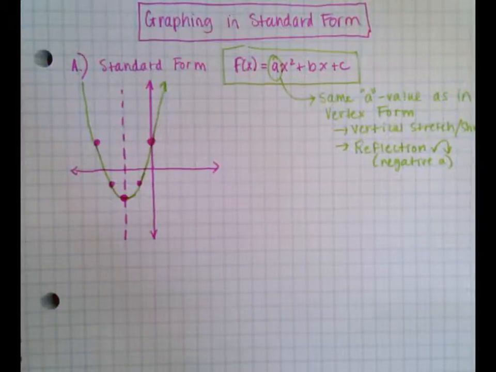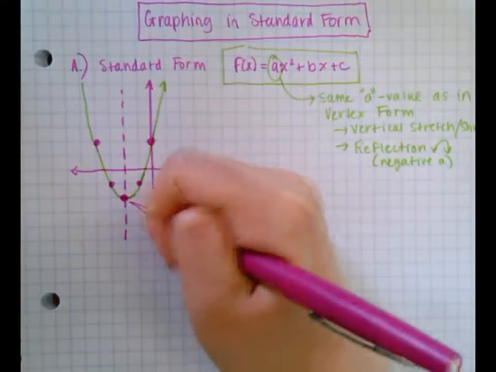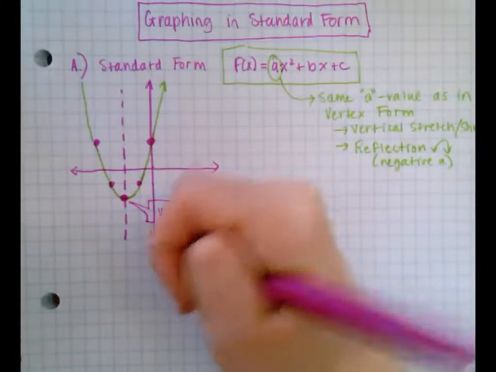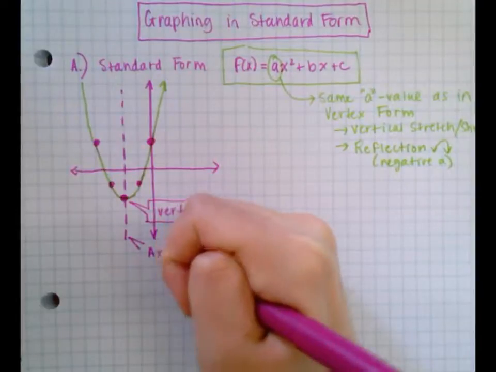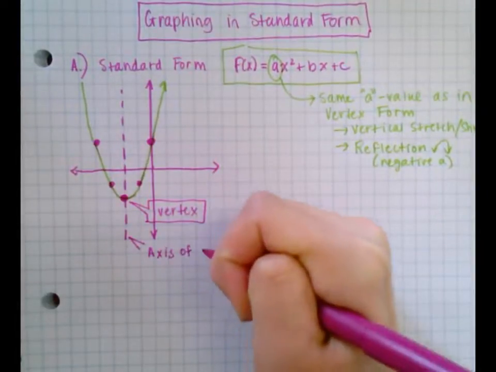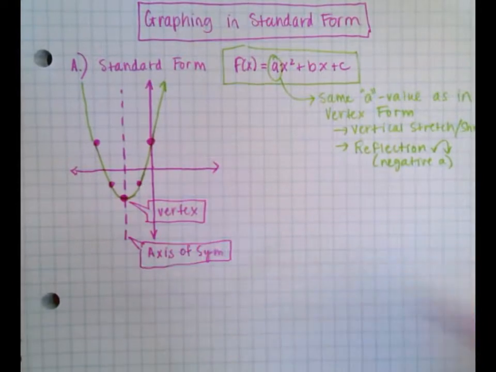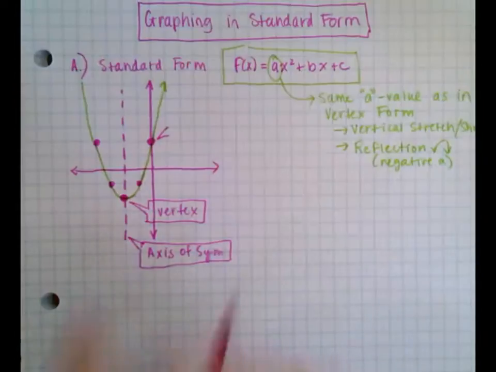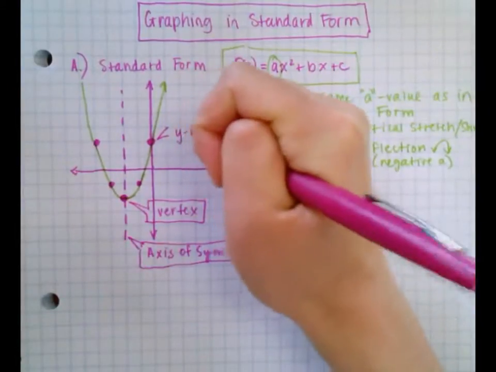Okay, so we're going to label some key points on this graph. One of the key points is going to be the vertex, obviously. Another one is the axis of symmetry, which is the dotted line. And the third important characteristic I'm going to highlight here is where the graph is crossing the y-axis, also known as the y-intercept.